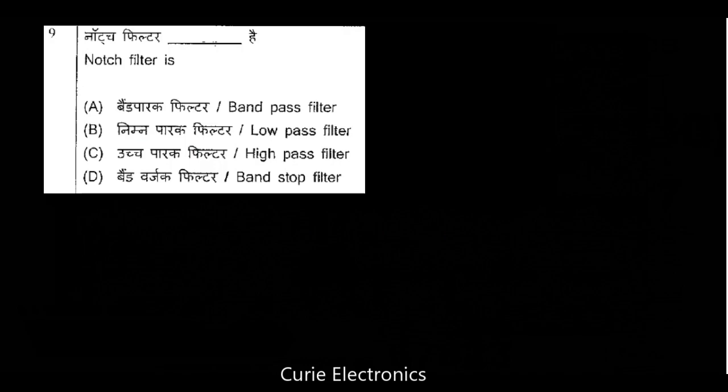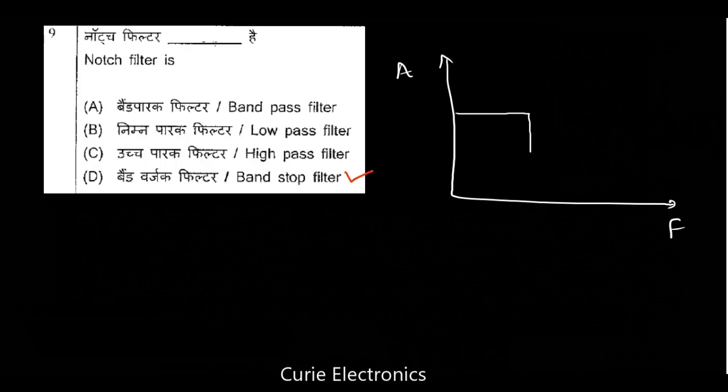This notch filter is known as a band stop filter. It will pass all the frequencies, but a particular band of frequencies it doesn't pass. If you see the response curve of this, plotted as amplitude against frequency, it will pass all the frequencies, but a particular band it doesn't pass. This is the notch filter or band stop filter.